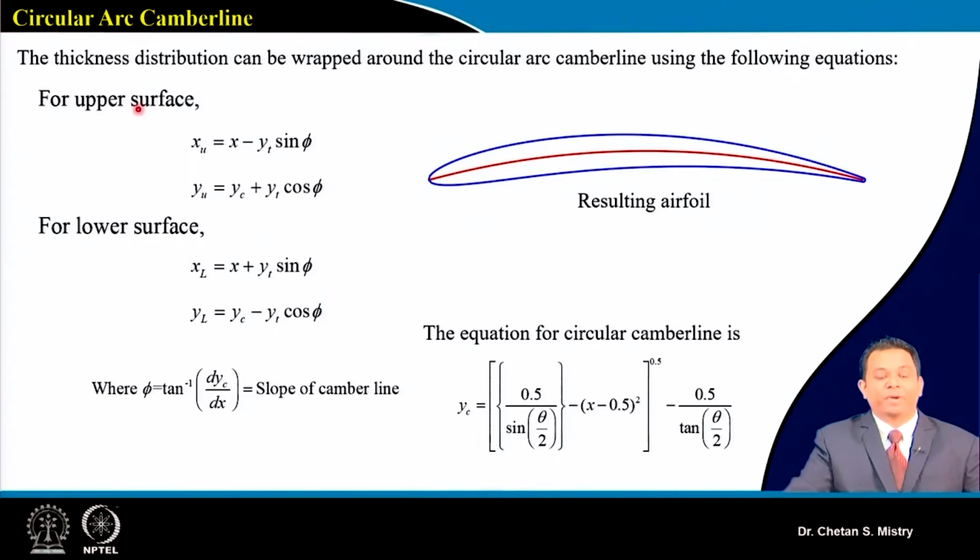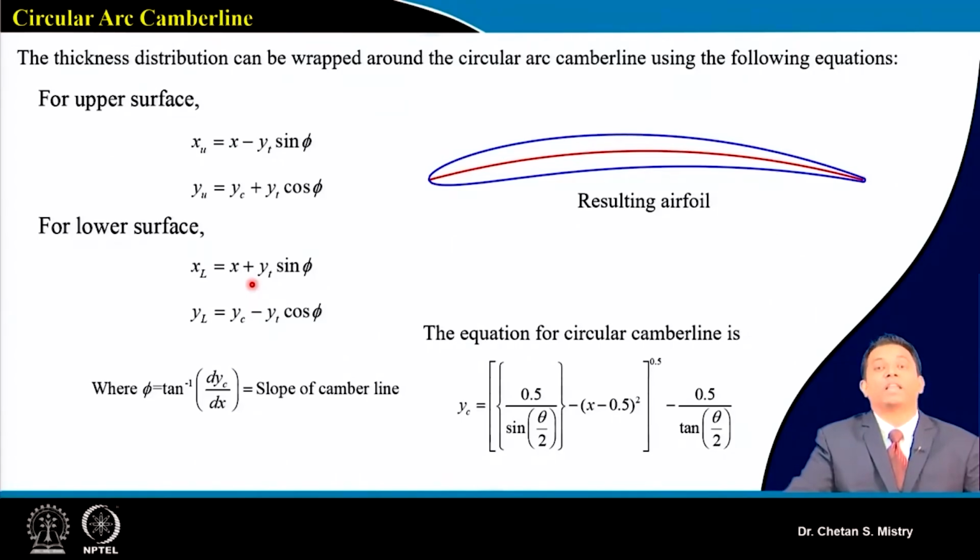Now on my suction surface, I will be calculating my x and y coordinates as x minus yt into sin phi, and y as yc plus yt into cos phi. In the same way I can calculate the lower coordinates. These are the equations for the lower x and y coordinates. The more points you select, the sharper, or more accurate, the curve you will get.